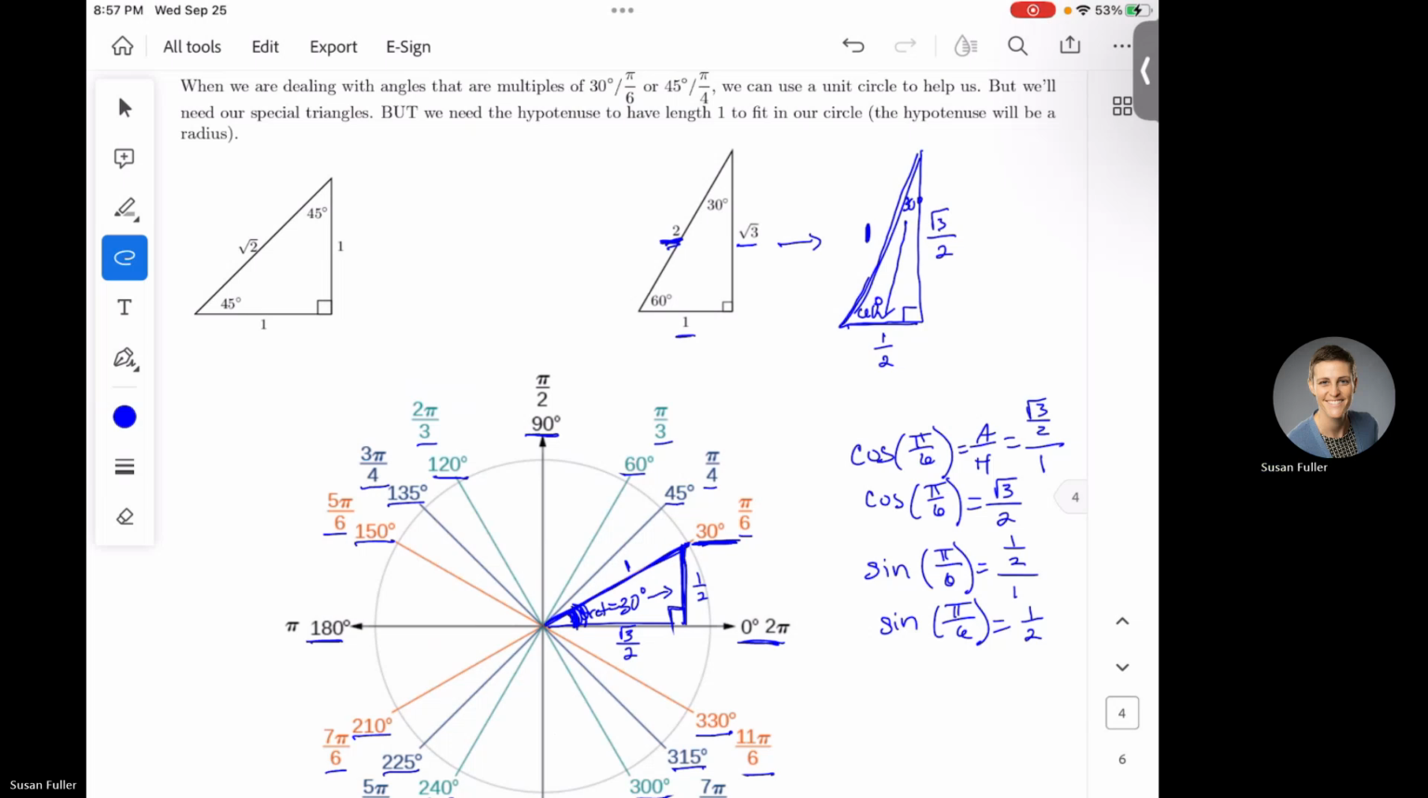Notice my x coordinate here, the length of my x on this, is root 3 over 2. That's the cosine of my angle. And notice my y value here is 1/2, which was the sine of pi over 6. This is going to be the ordered pair that lies right here on the unit circle. It is root 3 over 2, 1/2. And notice that the root 3 over 2 was the cosine of this angle, and 1/2 was the sine of this angle.